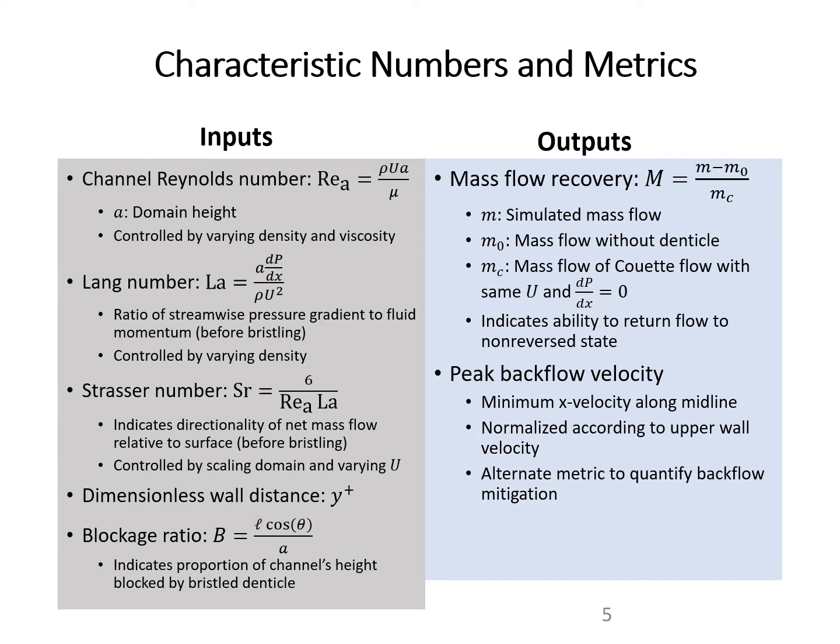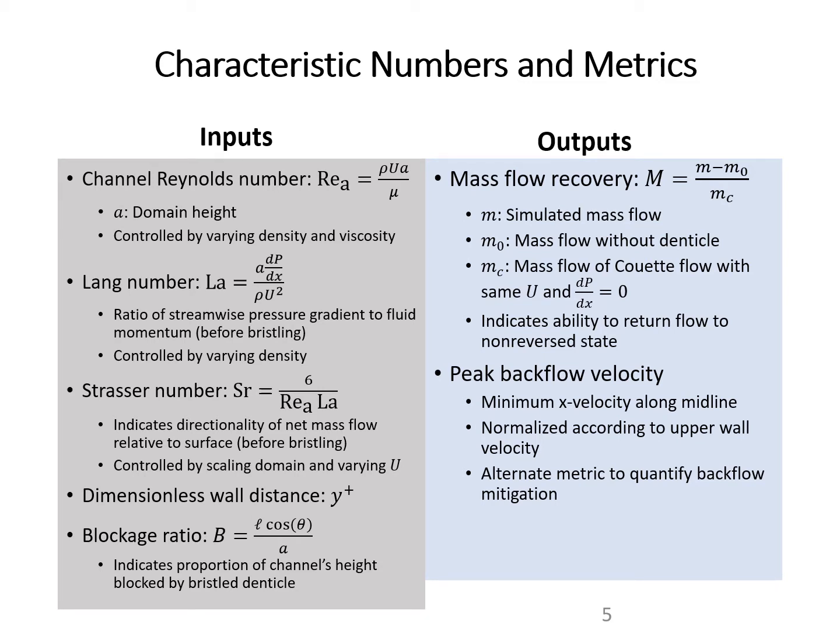The next characteristic number is the Lang number. The Lang number represents the ratio of the pressure gradient in the streamwise direction, so for our case, that's 3 millipascals divided by the length of our domain, to the fluid momentum, where that fluid momentum is before bristling, because once we add the denticle in, it's going to affect that, so that u is just the upper plate velocity. We controlled the Lang number by varying the density of our flow.